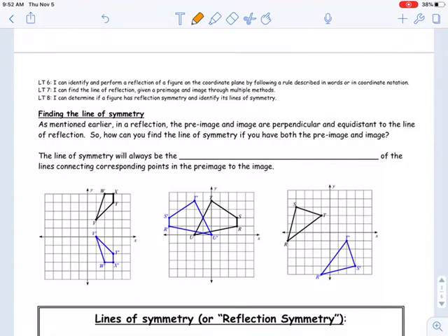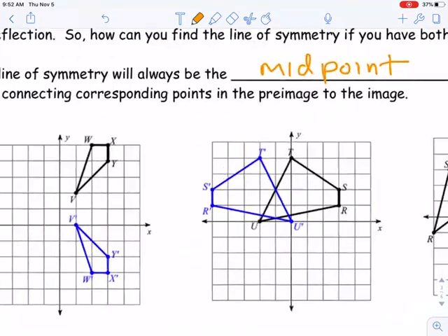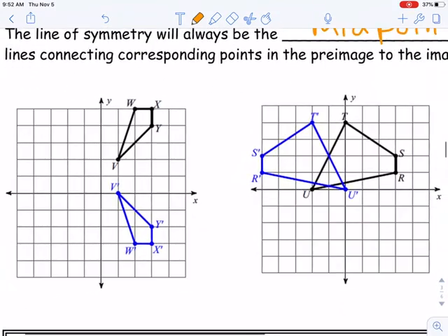All right. As mentioned earlier, in a reflection, the pre-image and image are perpendicular and equidistant to the line of reflection. So how can you find the line of symmetry if you have both the pre-image and image? All right. The line of symmetry, this is a little hint, will always be the midpoint of the lines connecting the corresponding points in the pre-image. All right, so what does that mean?